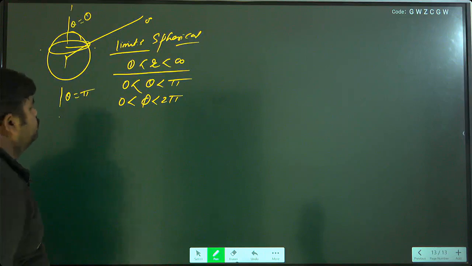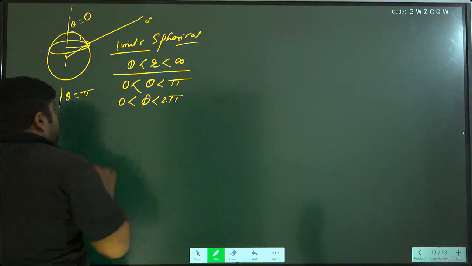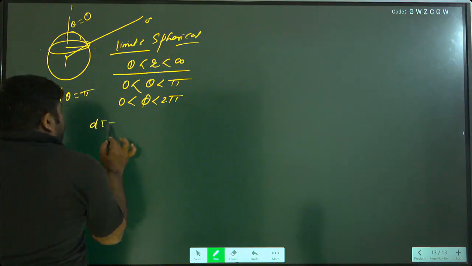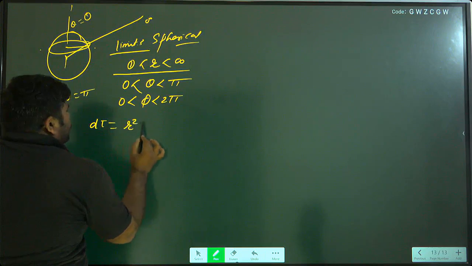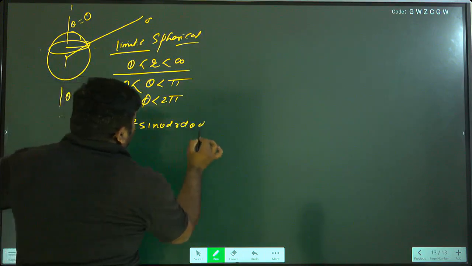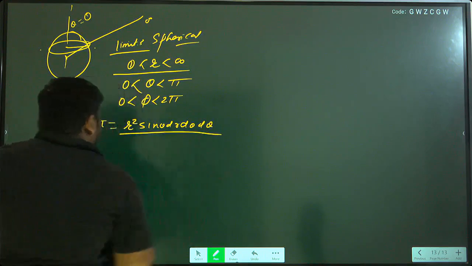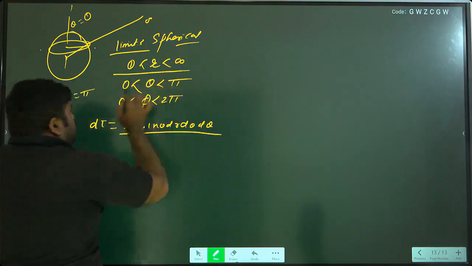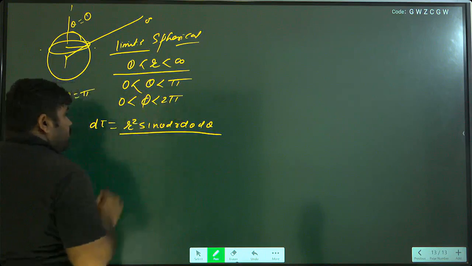Now, what is the value of d tau in the spherical system? D tau is equal to the integral of r squared sin theta dr d theta d phi. What is the r limit? 0 to infinity. What is the theta limit? 0 to pi. What is the phi limit?